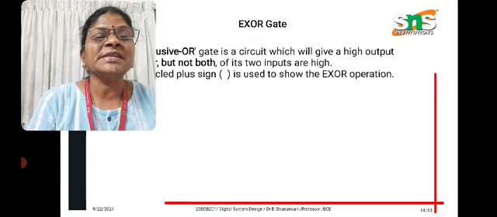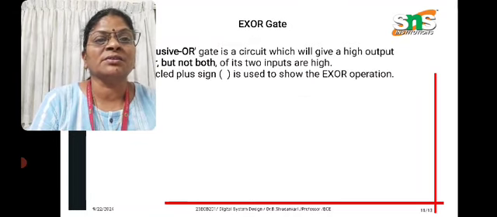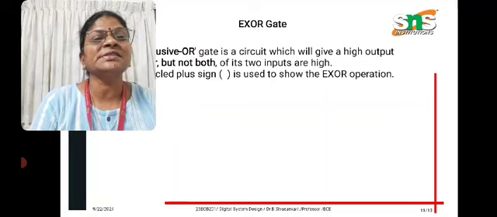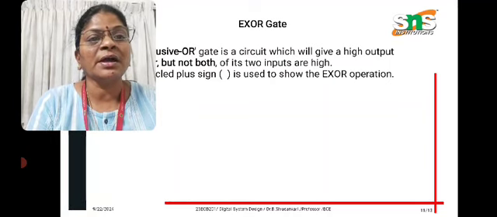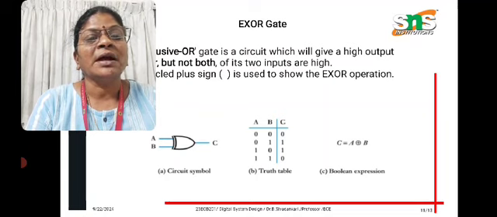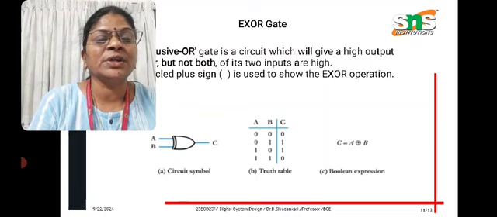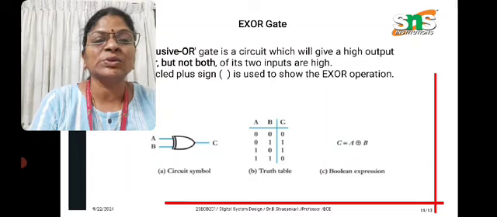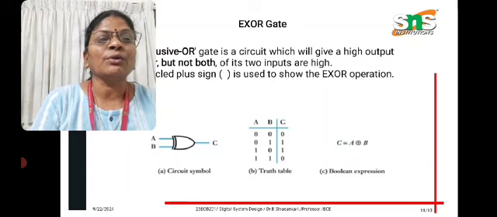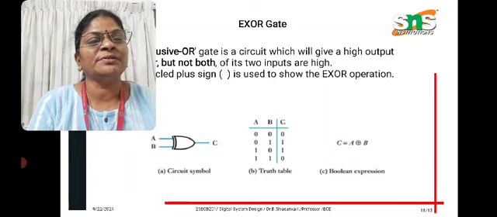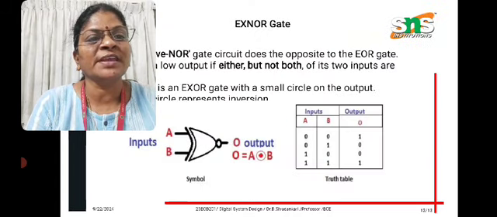Okay. Next, as I said, there are two gates, XOR and XNOR. XOR is said to be exclusive OR, and this is your truth table. This is the logic symbol of XOR. Your output is A XOR B. You can see the Boolean expression of the XOR gate.